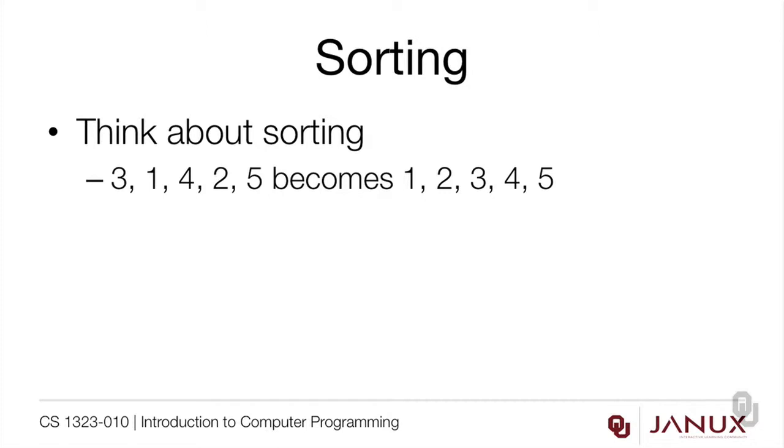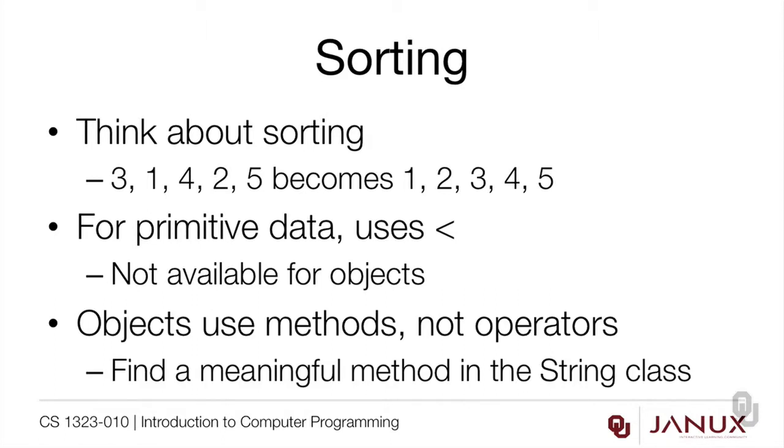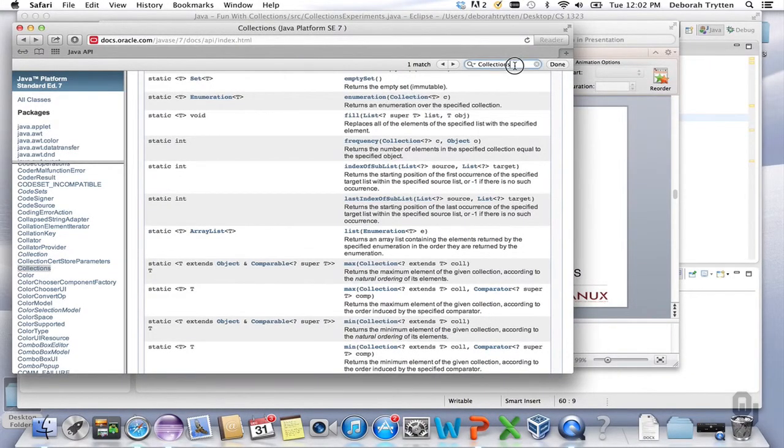So how do we know that one comes first? Well, one way to think about it is we step through all of these elements and pick out the one that's the smallest. So how are we going to figure out which one is the smallest? What method do we have to use? Now, this can't use the equals method because equals will just tell us if it's the same or not. We need more information. We need to know whether the value is bigger or smaller. So with primitive data, we would use less than, but less than isn't available for objects, at least not in Java. So objects use methods, not operators, so we need to find a meaningful method in the String class. So let's go to the String class.